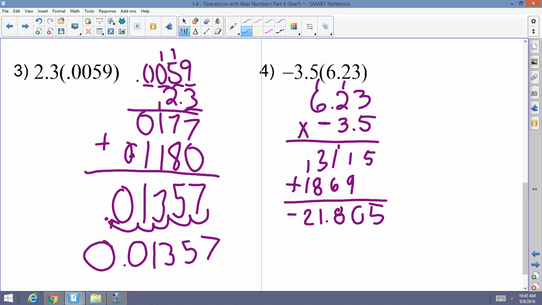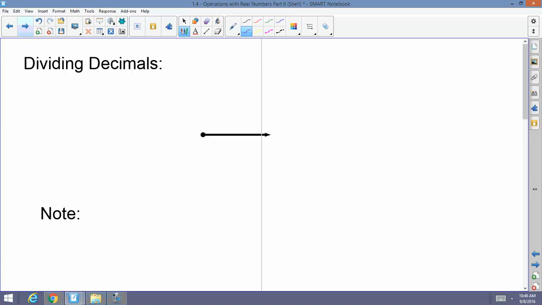Okay, so real quick recap. Adding and subtracting decimals: line up the decimals, add or subtract, drop the decimal. Multiplying decimals: multiply as normal, ignore the decimals at first. Then, once you have your final answer, your product, move the decimal to the left for as many places as there are numbers to the right of the decimals. Does that make sense, my brothers? Thank you, my brothers. Next, dividing decimals.